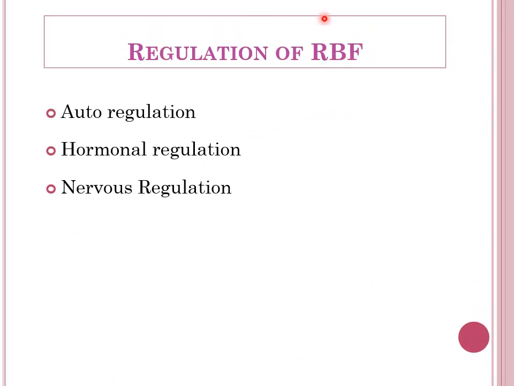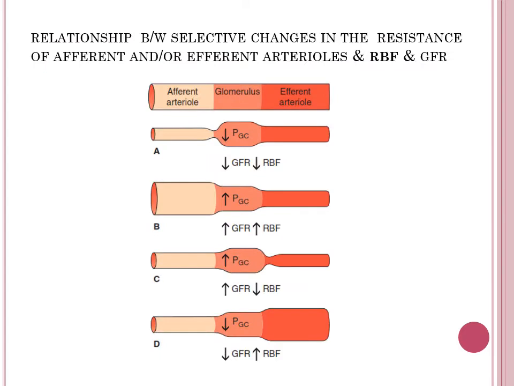Now the kidney is receiving high blood flow, and depending on the need, this blood flow will be maintained. That we have to discuss under this topic, the regulation of renal blood flow. The blood supply to the kidney is regulated via three basic mechanisms. One is autoregulation, that is, the kidney itself regulates its blood flow. Second is hormonal regulation, and third is neuronal regulation. We will discuss these one by one briefly.